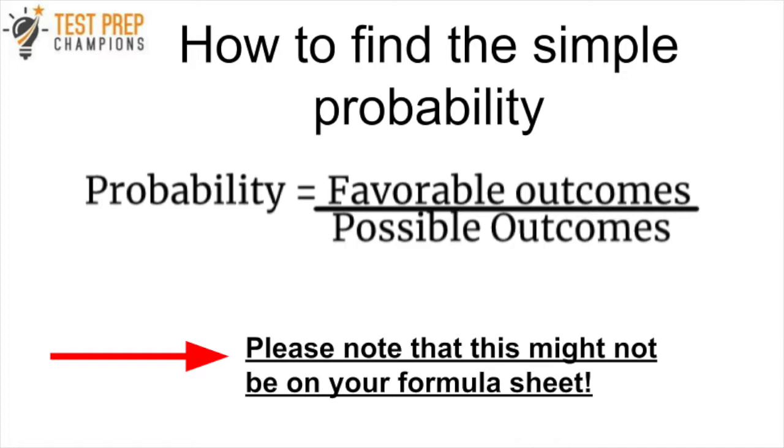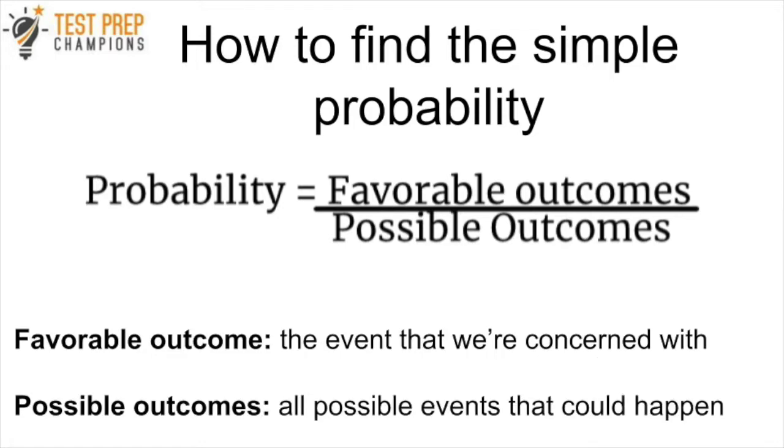And of course, if anyone has experience with this, like you've taken the math section or the GED before, please let me know down below what your experience with this is. But I just want you to be aware that this is a good formula to write down and memorize because you might not have it given to you on your test. That being said, let's talk about what I mean by favorable outcomes and possible outcomes. A favorable outcome is the event that we're concerned with, and possible outcomes are just all possible events that can happen. And this is going to make a lot more sense as we look at an example here.